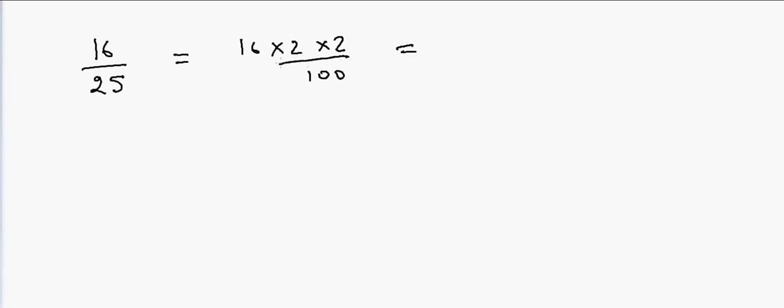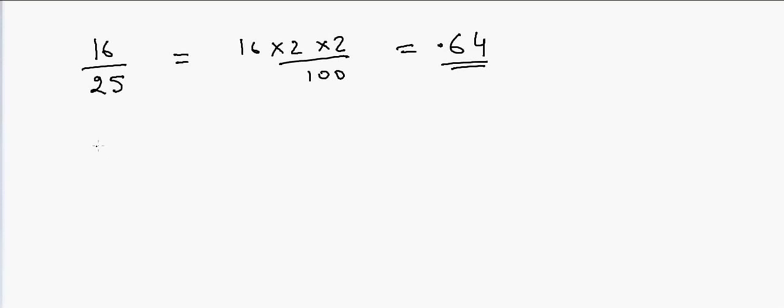Again, if I have to divide by 25, so suppose I have 16 and want to divide by 25, how will I go about this? In that case, I can write it as 16 into 10 into 2 into 2 divided by 100, right? So here the double of 16 is 32, and then the double of 32 is 64, so the answer is 0.64.